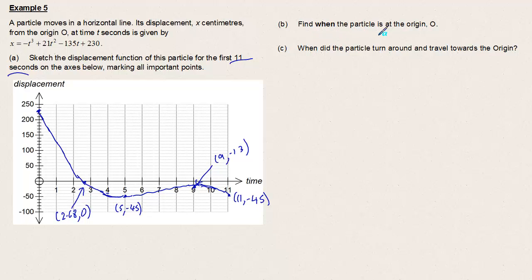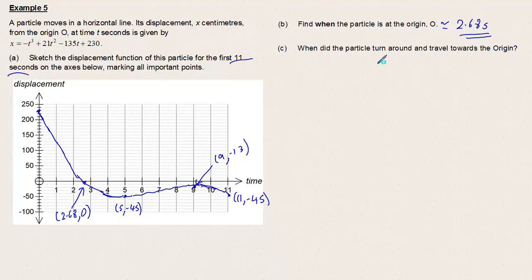Find when the particle is at the origin O. Well, we know that this is displacement and time, so it's when the displacement is 0, so it's this intercept here. And it says when, so we want the time, so that's approximately 2.68 seconds.